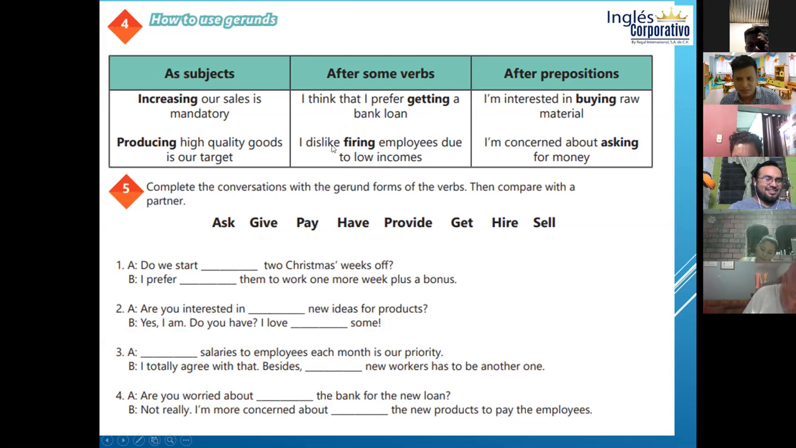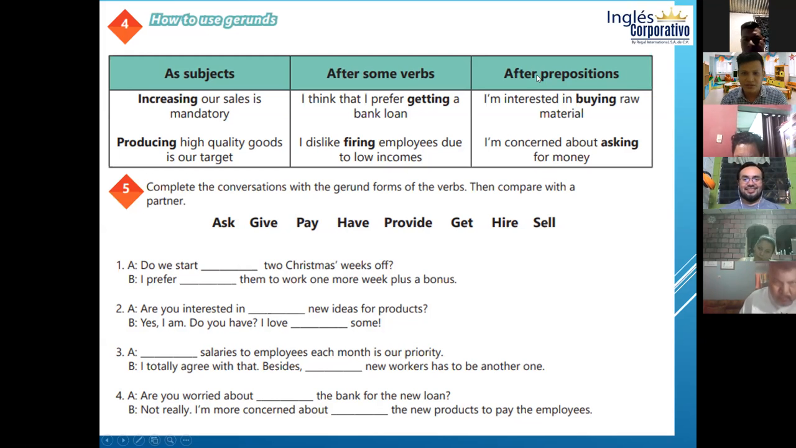Right now, we're going to go with Marlon. Help me to read this one, Marlon. I dislike firing employees due to low incomes. Incomes. Yeah, really good. What does it mean? No me gusta que despidan empleados. Muy bien. Due to es debido a. Esto, take notes if you want. Due to. Low income, bajos ingresos. Entonces, no le gusta que despidan a las personas por bajos ingresos. Lo que pasó en this pandemic, right? Okay, that's good.